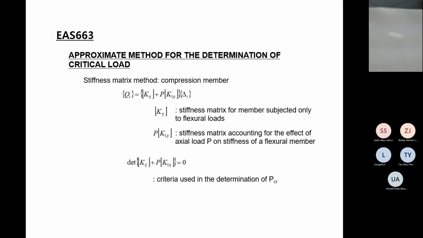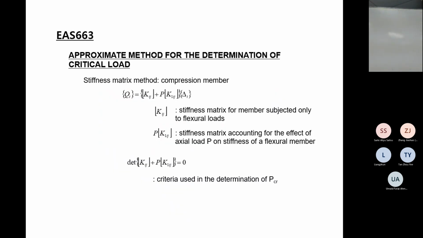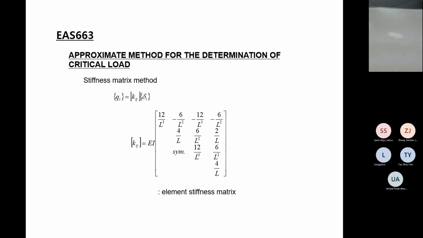Now, the next thing we want to do is go through with you the process of getting this additional matrix, which accounts for the effect of axial force on the stiffness. The first one, the conventional one, I think we don't cover that. It is covered in many places. It might also be already covered in your EAS661. This is for bending, so I assume that you already know how to get this.